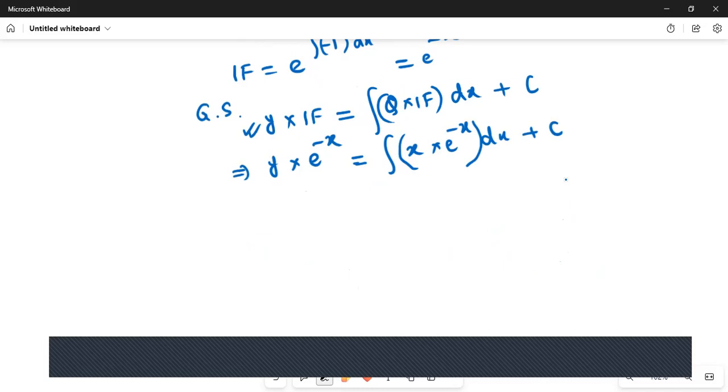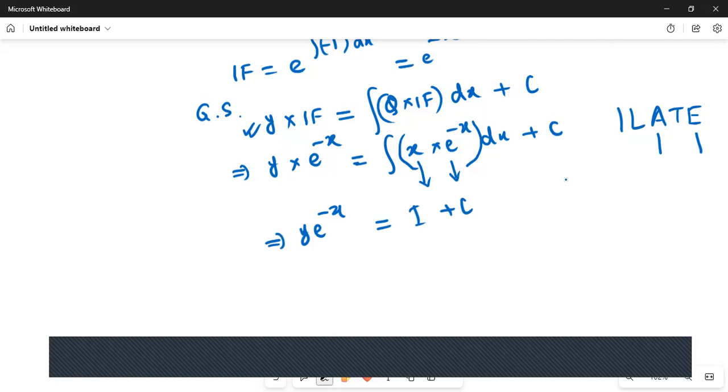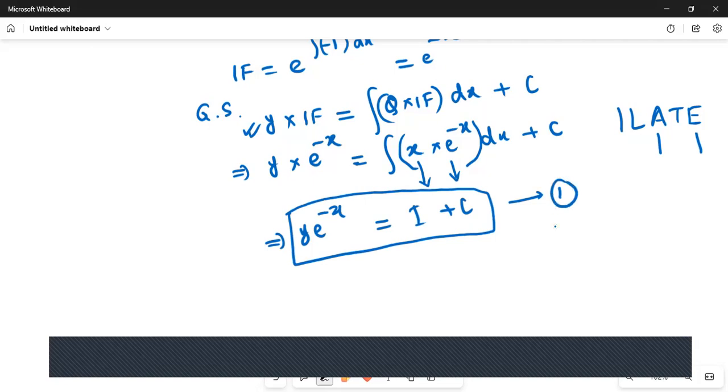All right. So now again, you have to think about ILATE here. So this is algebraic and this is exponential. So algebraic will come first, exponential second. So I'll take this one as I and then write C here. So y e power minus x. This is now say equation number 1. This is 1. Okay. Then go ahead.